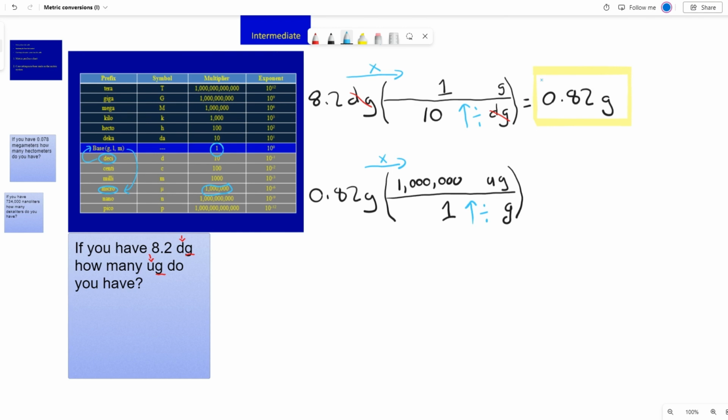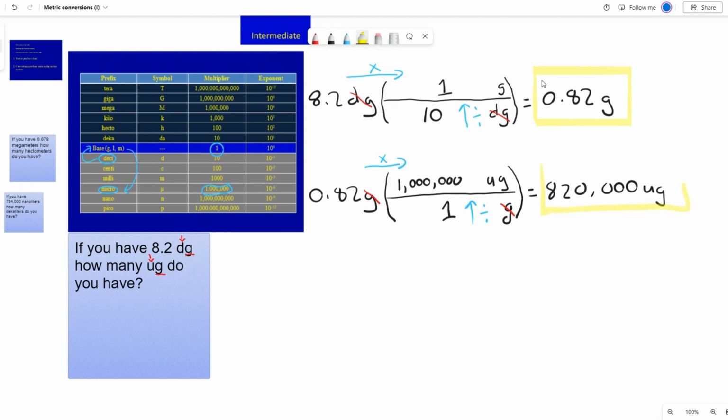So if we take our 0.82 and we multiply it by a million, we come up with 820,000. And the unit on that, because grams and grams canceled out, is going to be micrograms. And that is our final answer.